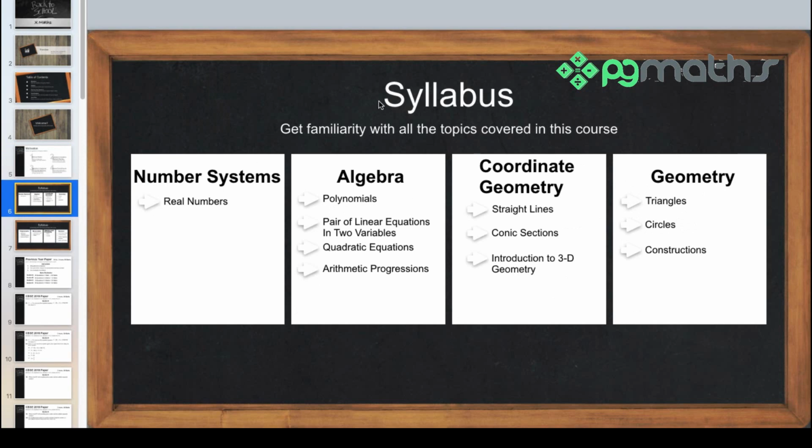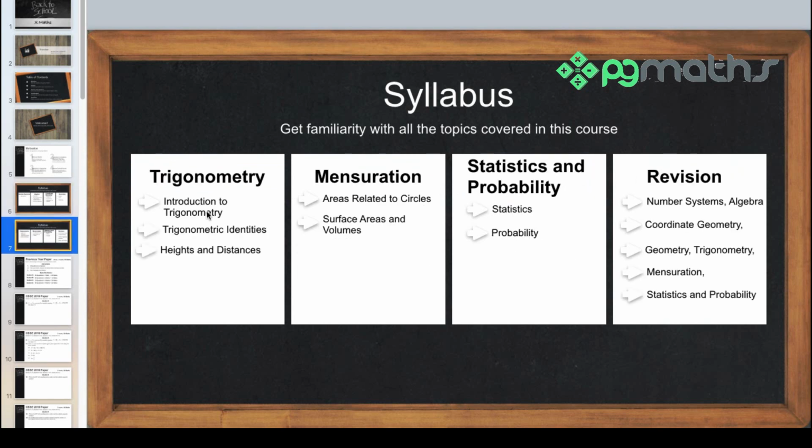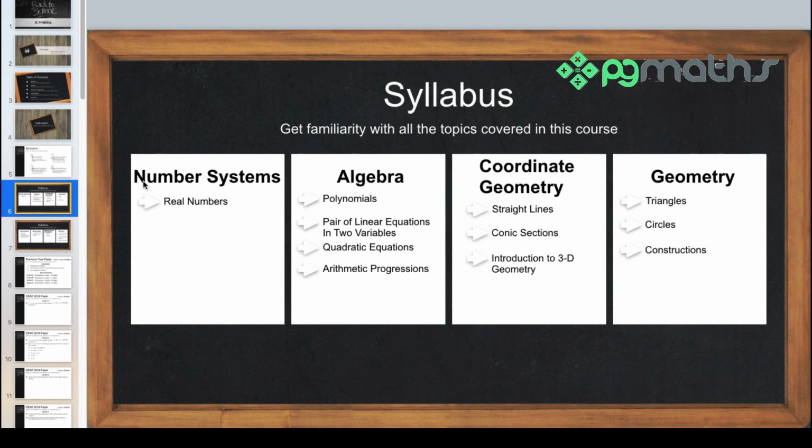Okay, so let's see the syllabus of this course. And so what is the purpose of this syllabus? Well, you must get yourself familiarized with all the topics that we are going to cover in this course. So broadly speaking, we are going to cover 7 units in this course. These are the unit names: number systems, algebra, coordinate geometry, and then here you can see trigonometry, mensuration, statistics and probability, and then we'll revise all of these units. So let's see what all chapters are covered under these units.